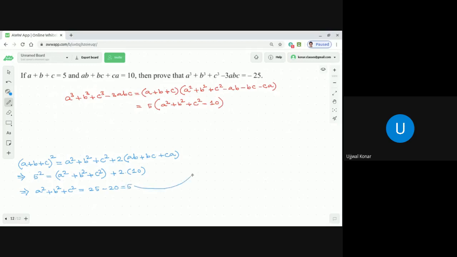So this value of 5 we should apply here. That is equal to what? 5 into, let me use a different color pen. Kalpita, did you get my point? Yes, sir. So 5 into 5 minus 10. 5 into 5 minus 10 is nothing but minus 25. Hence the proof.